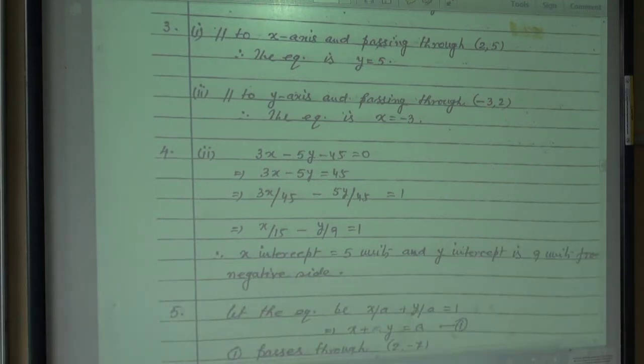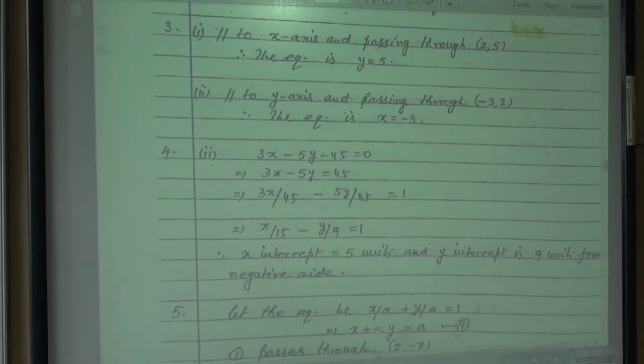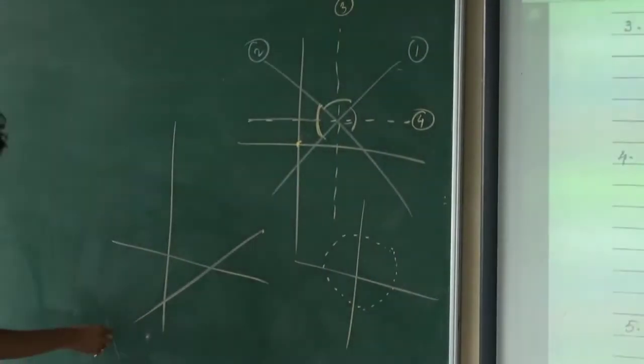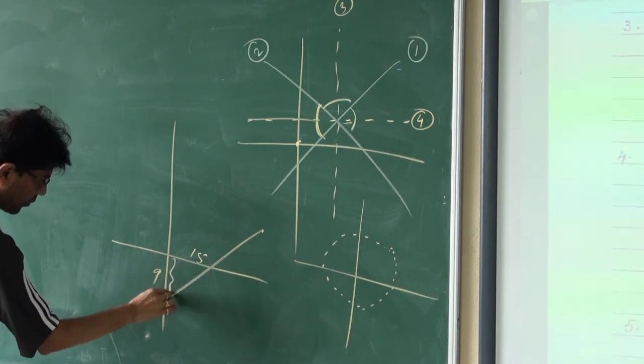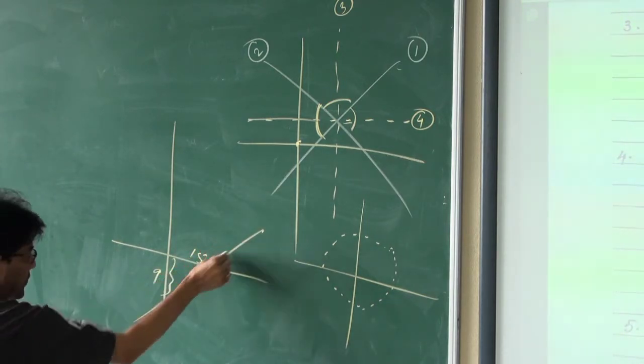Figure will be like this. This x-intercept is 15 units, y-intercept is 9 units. This is from the negative side. This is the line.